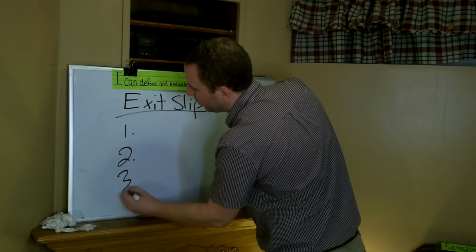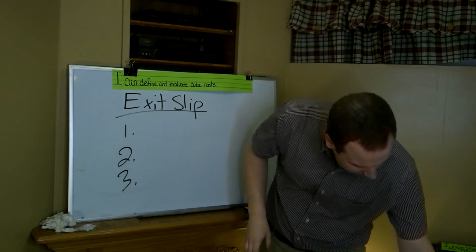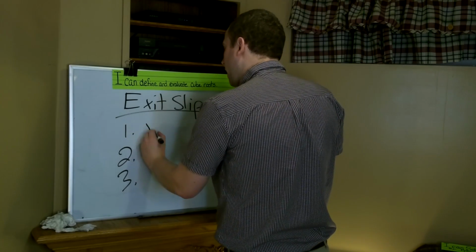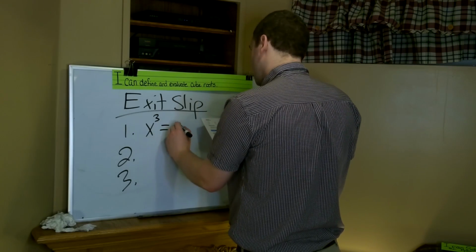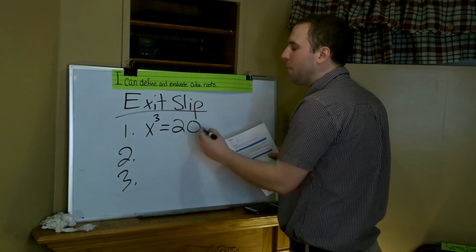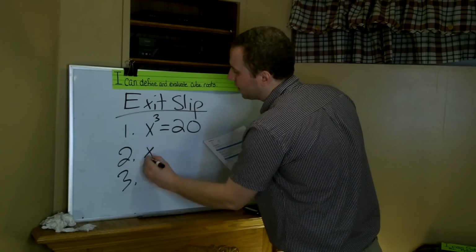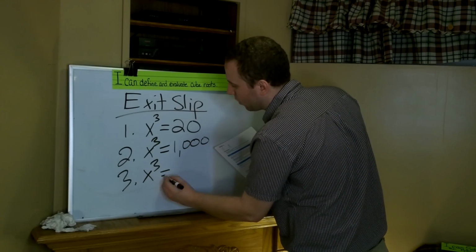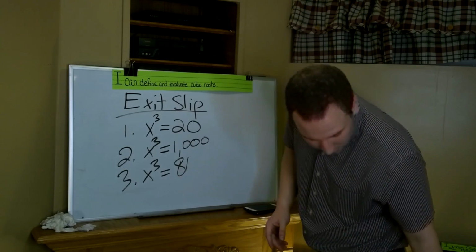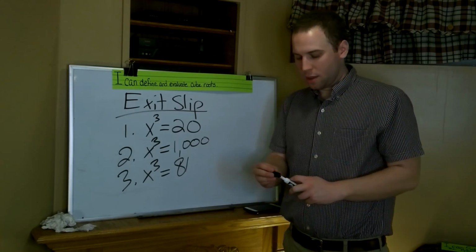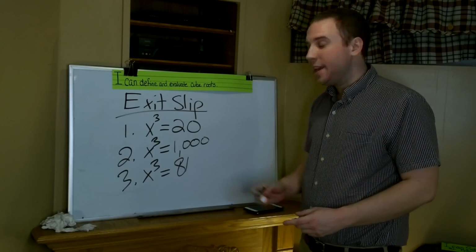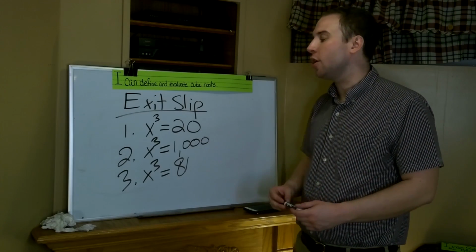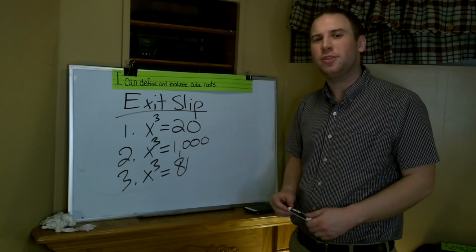Go ahead and do the cube root for the following three numbers. So the x to the third power equals 20. X to the third power equals 1,000. And x to the third power equals 81. What is the cube root for the following three problems? Go ahead, I'm going to have you pause the video right now to answer these three questions using your calculator and using the cube root function.